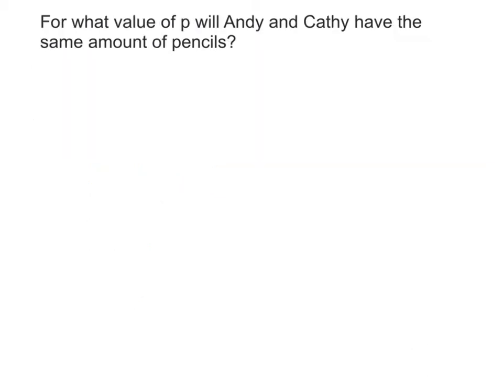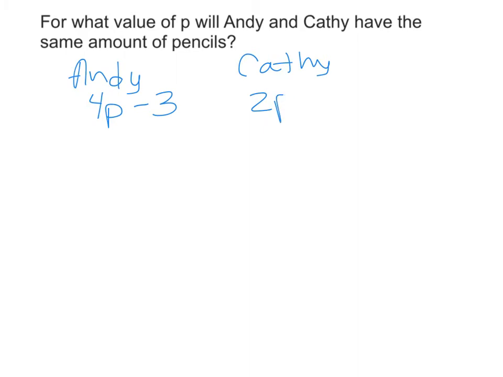Using the same situation of a second ago, we want to find out now for what value of P will Andy and Kathy have the same amount of pencils. So just a minute ago, Andy had 4P minus 3 pencils, and Kathy had 2P plus 13 pencils.